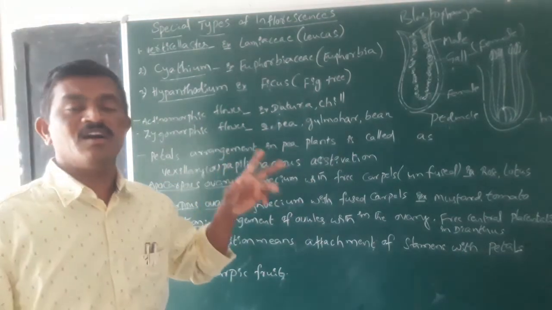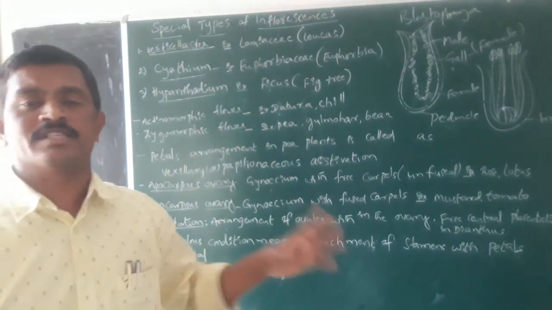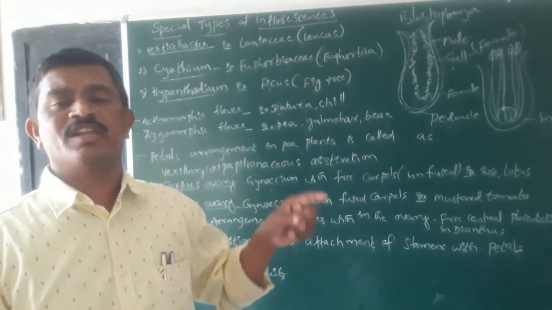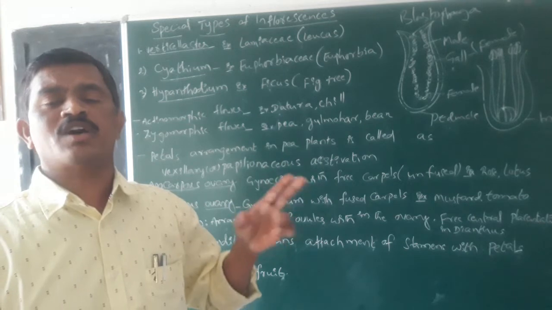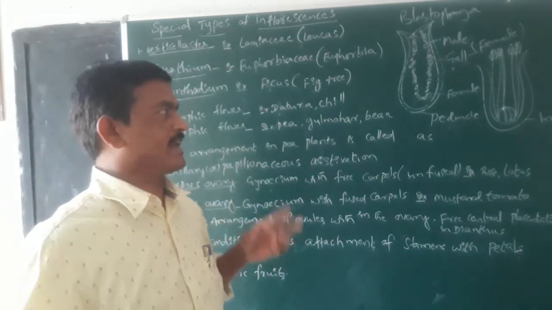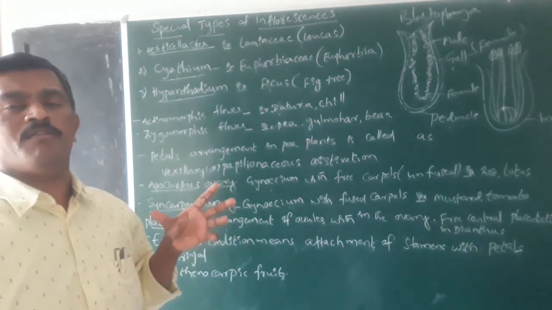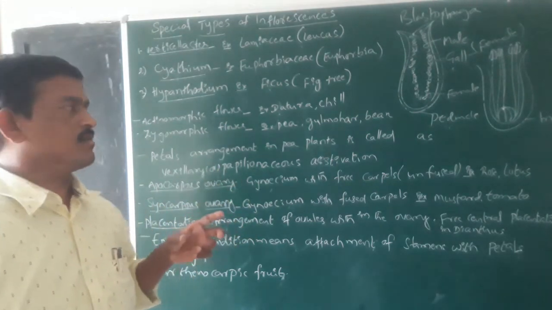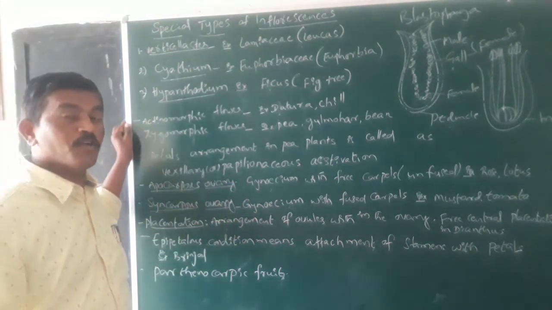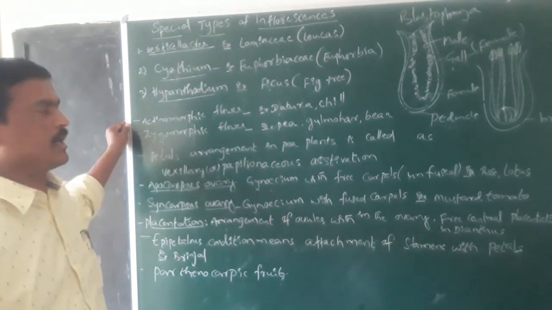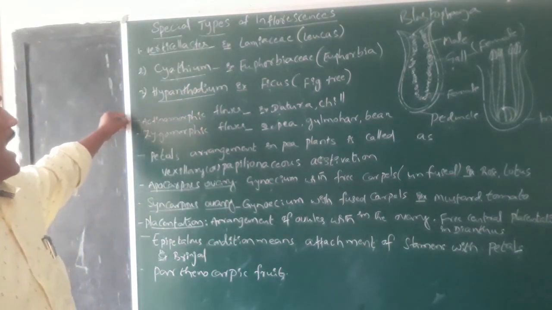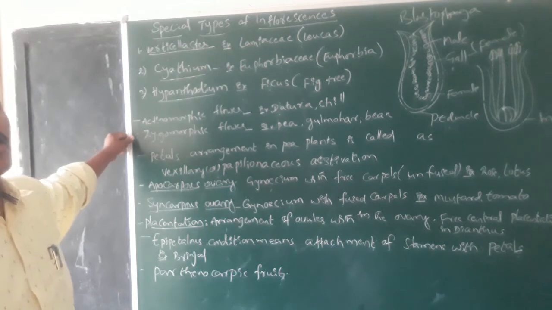So these three are special types of inflorescences. From these three, any two are asked as a short answer question in your exams. And some useful information for your exams from the inflorescence topic I am mentioning here. So actinomorphic flower and a zygomorphic flower.